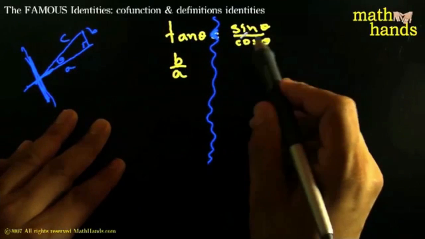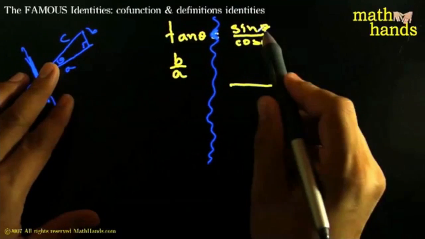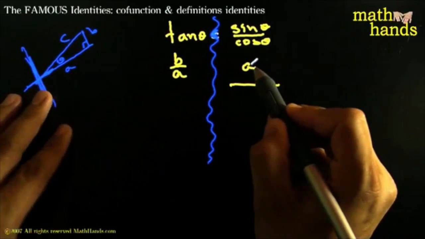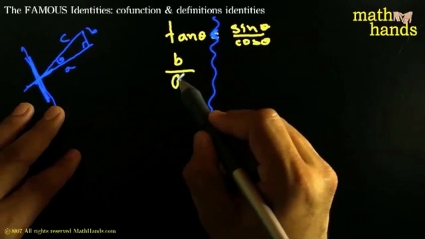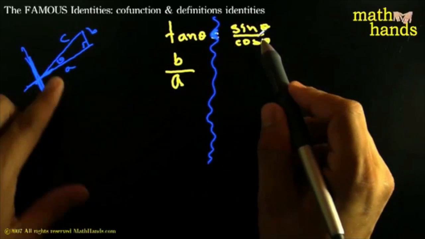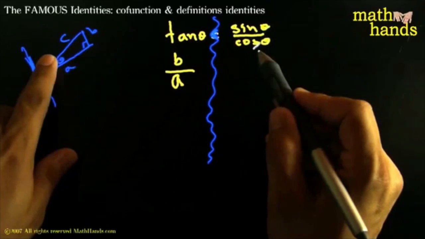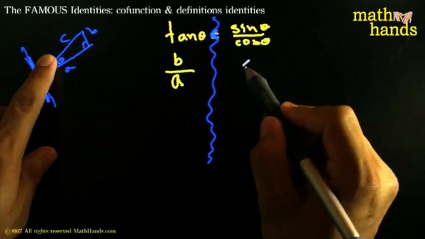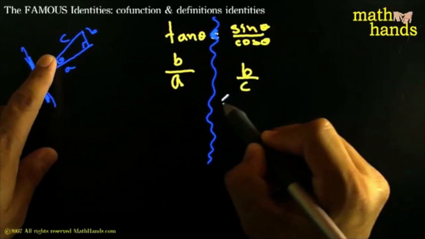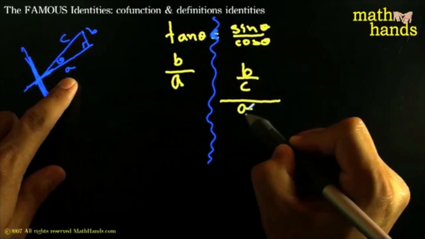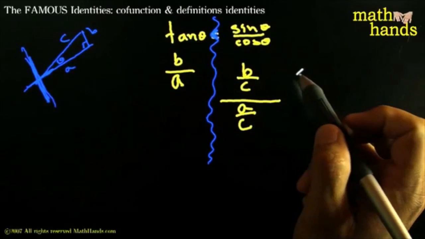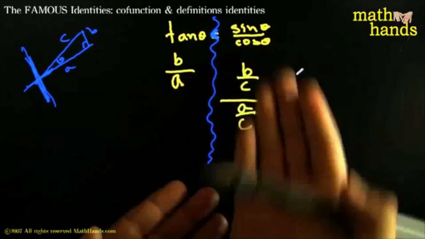That's the left-hand side. Now the right-hand side, sine theta over cosine theta. Sine measures the ratio of opposite to hypotenuse, so this would be B over C. Cosine theta measures the ratio of adjacent to hypotenuse, A over C. And so there you go. This side equals that, and that side equals that.